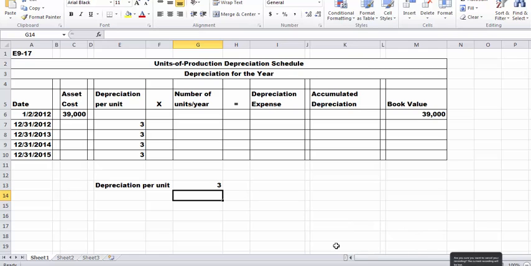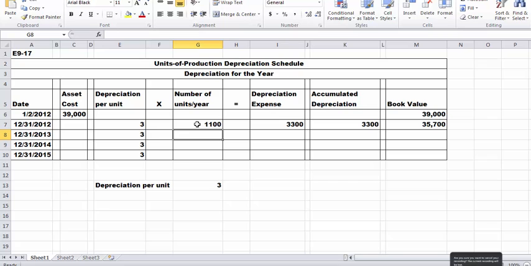Okay? Going back to the problem, it says that the equipment performed 1,100 jobs the first year. So 1,100 times 3 means that we have depreciation expense and accumulated depreciation of $3,300 the first year, which leaves us with the book value of the asset at the end of 2012 of $35,700.